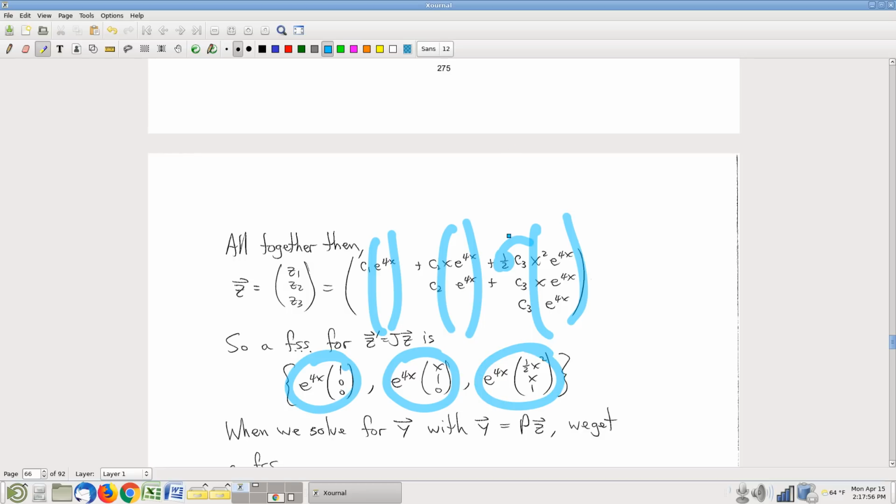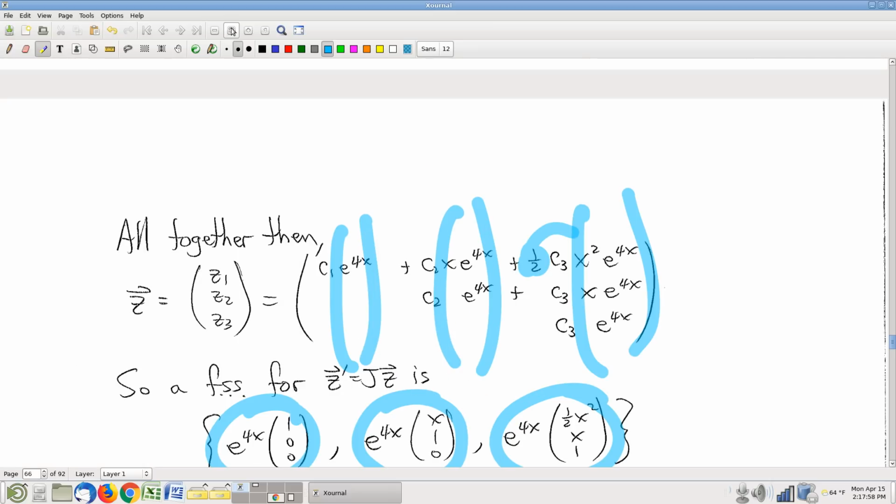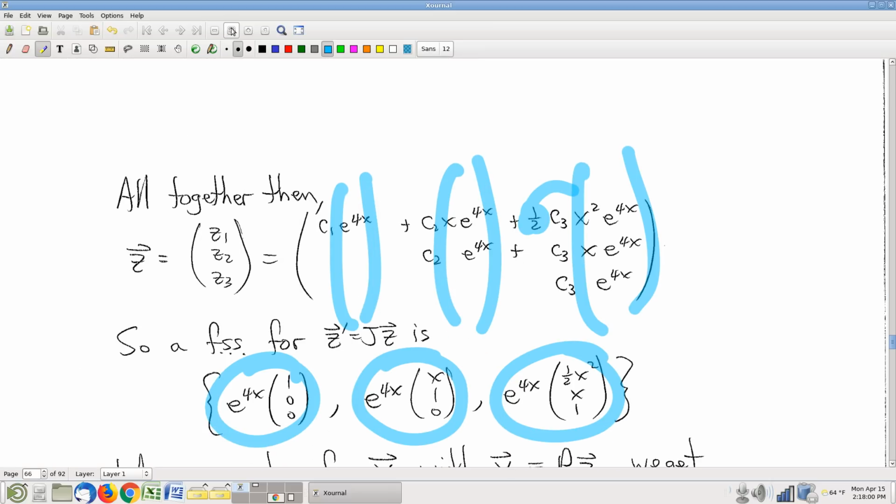Oh, I should zoom back in. Everybody good? That's our fundamental set of solutions for the simplified system. Those are the Z's. We don't want Z's. We want Y's.